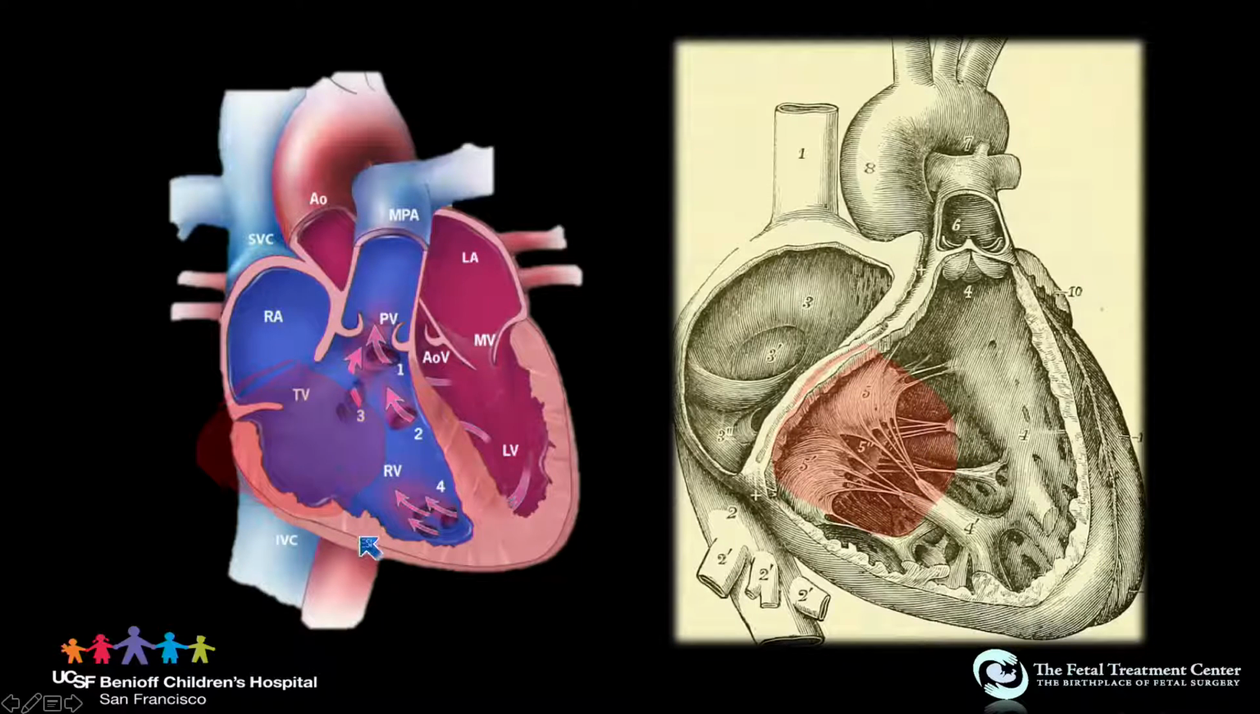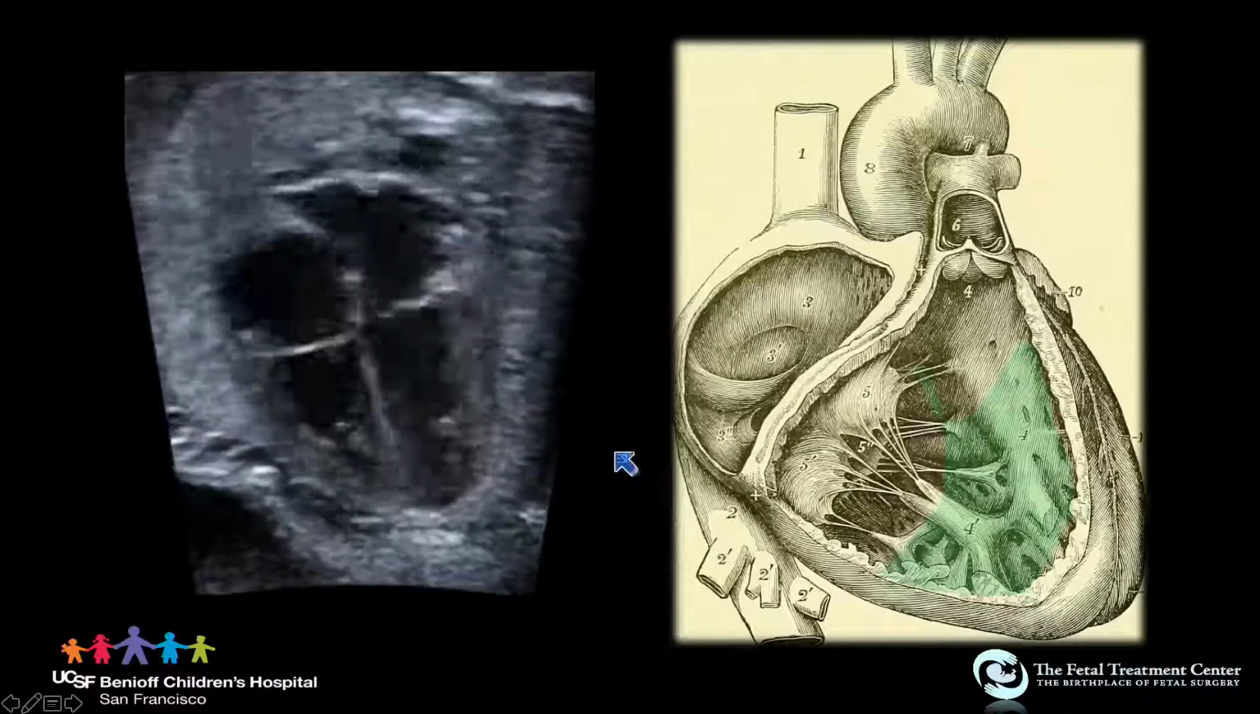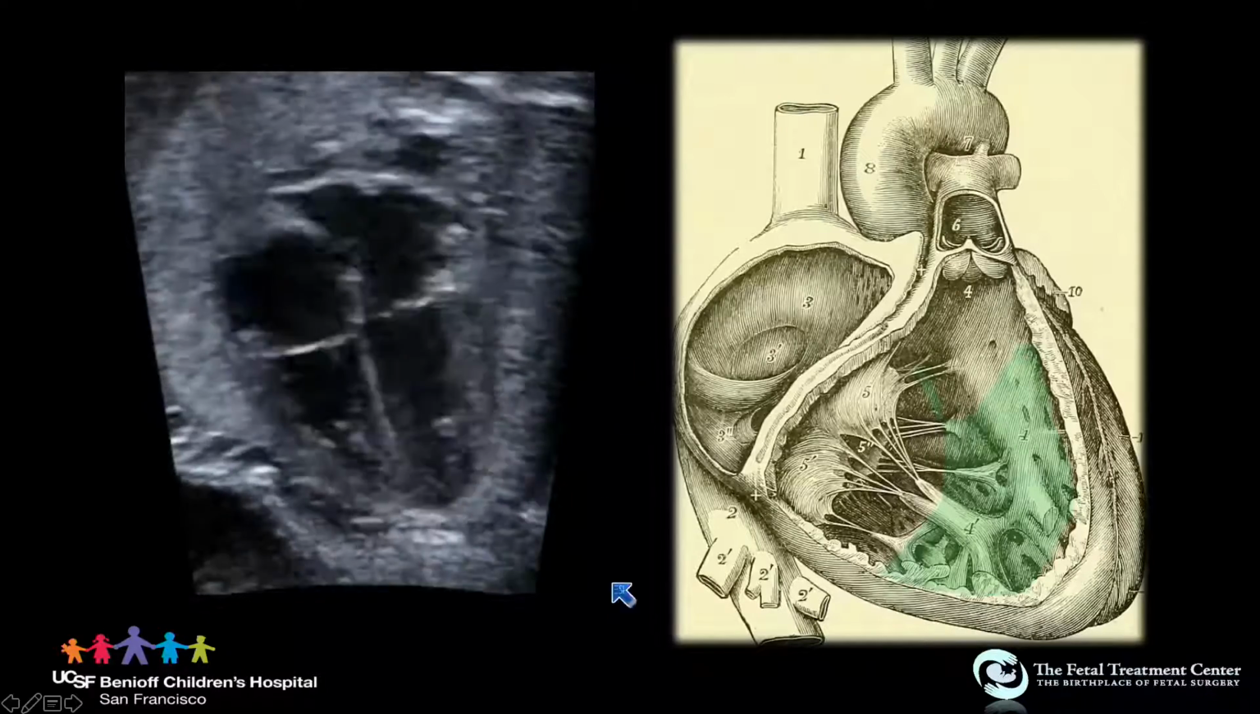We can have inlet and inlet muscular. We can have body muscular defects anywhere in here. We can have outlet ventricular septal defects. So understanding the tripartite nature and being able to describe exactly where the ventricular septal defect is can be very important for surgical planning and for risk for aneuploidy and deletion syndromes.